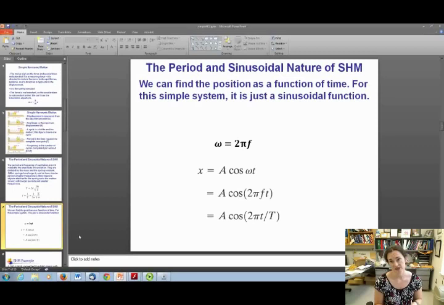Now, we can find the position as a function of time. For this simple system, the motion is just a sinusoidal function because it's periodic. So, let's define the angular frequency, omega, as 2 pi f, and let's set the motion, x, equal to A, the amplitude, times the cosine of omega times t. You can sub in for the value of omega, and write x equal to A cosine of 2 pi times f times t, or A cosine of 2 pi times the time divided by the period. Any one of those functions will be just fine. So this is sinusoidal, described by a cosine function.